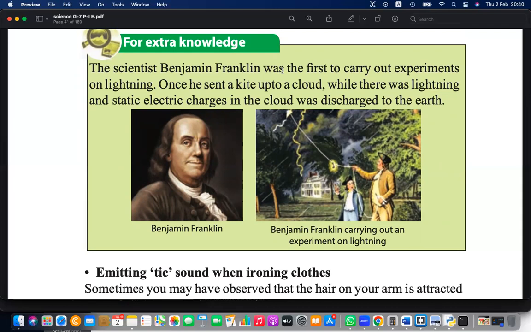He sent a kite up to a cloud while there was lightning, and the static electric charges in the cloud were discharged to the earth.